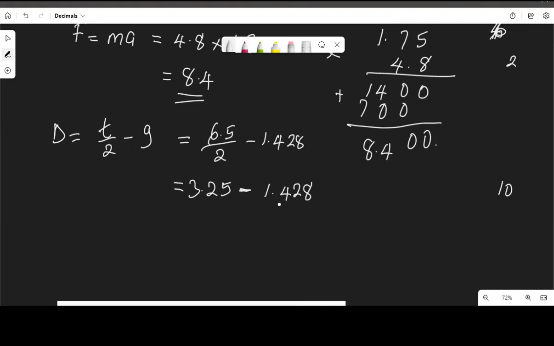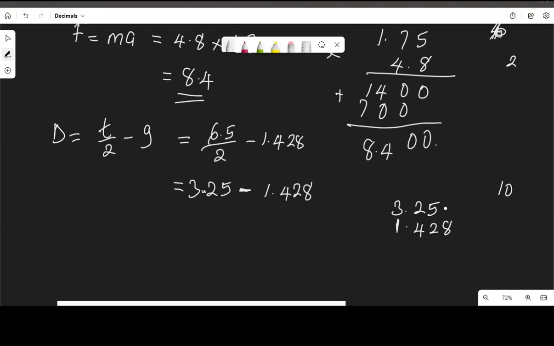So 3.25 minus 1.428. Now when subtracting decimal numbers, we arrange the numbers in a way that the whole number is on whole number, the decimal point is on decimal point, and the decimal digits are on decimal digits. What do I mean? I have 3.25 here, where 3 is the whole number and 25 is the decimal part. And to subtract this number, I need to place the whole number under the whole number, 1.428. You see the way I arrange them?